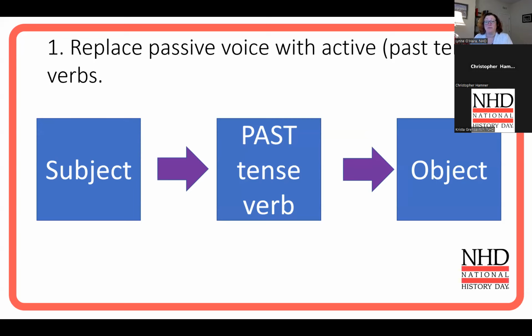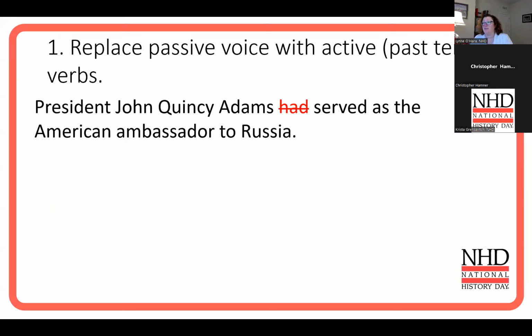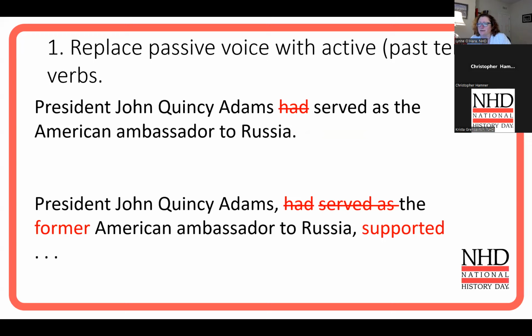It's going to help make your message clearer. So one of the things you often ask is, do we need the helping verbs? Can we just say "President Adams served"? Oh, wait, we can. That saves a word. Another way to think about it: can we restructure the sentence? Is the important part that he served as the ambassador? Or is the important point that he, the former ambassador to Russia, supported a particular law or an initiative?